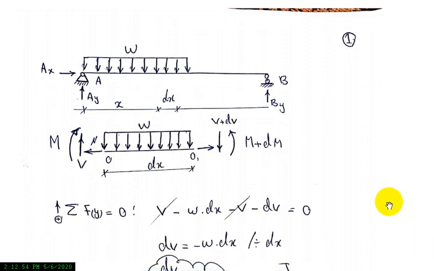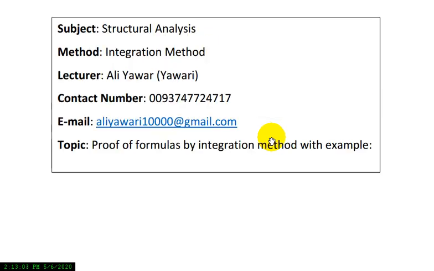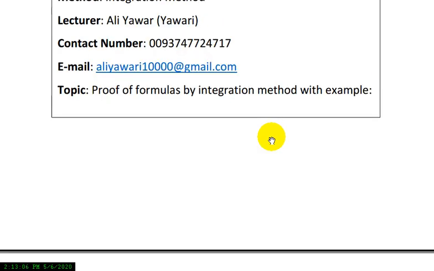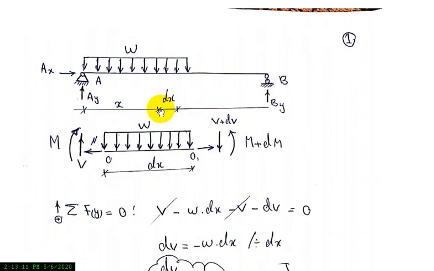Welcome dear friends. In this tutorial I want to prove the formula of the integration method and also work an example. By the integration method, we select a beam with the length of unknown x and also a variable load w unknown.